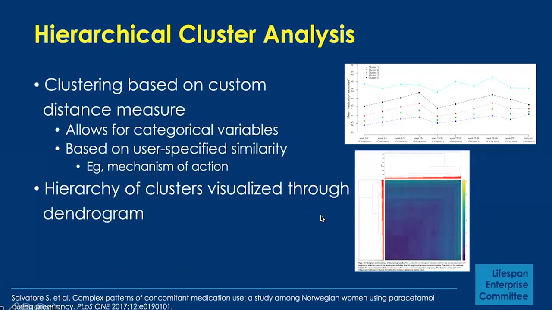And then I'll just briefly mention hierarchical clustering analysis. This is an approach based on a custom distance measure. What's unique about this is that it can allow for categorical variables to be plotted in trajectories over time, and the user specifies the similarity measure. An example of this would be a mechanism of action for studying medications. The hierarchy of clusters can be visualized through a dendrogram, and there's an example here with a reference to that in the literature.